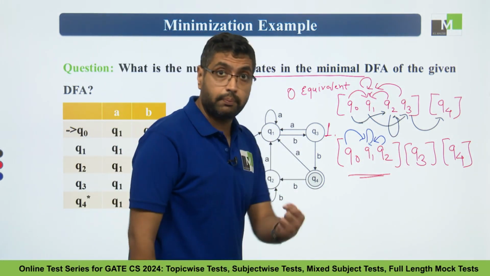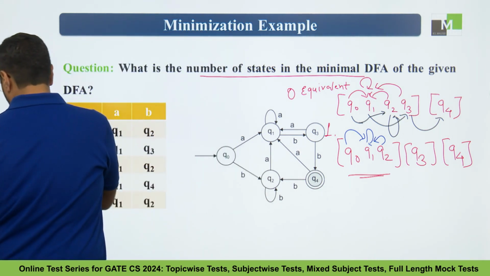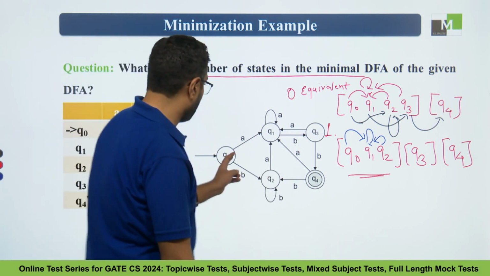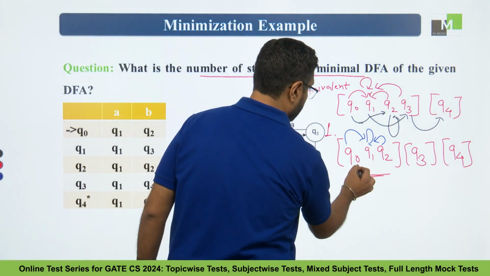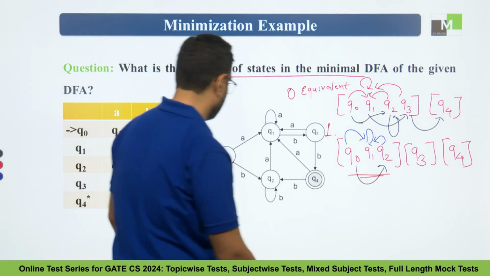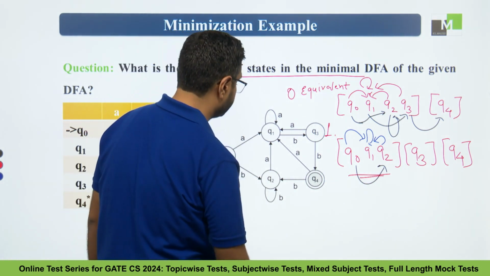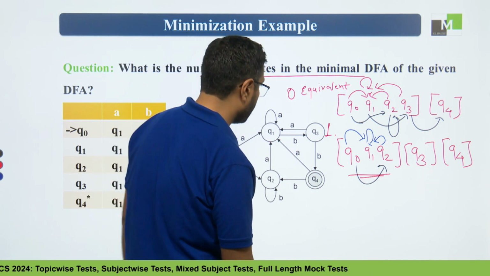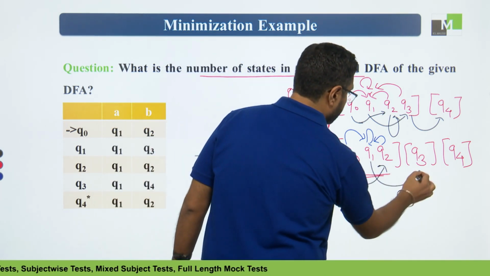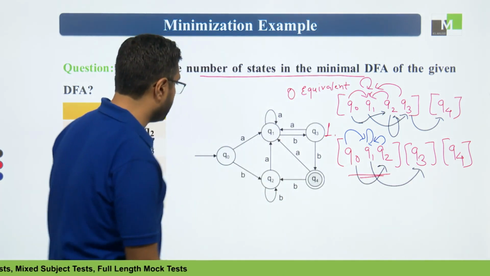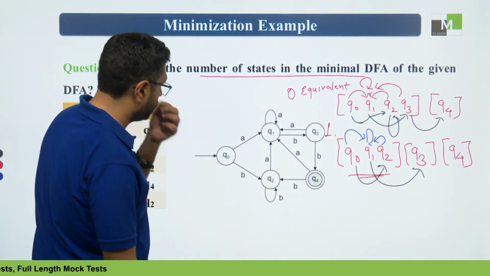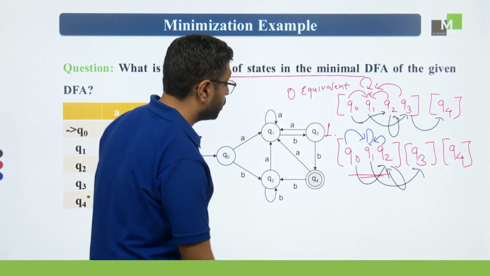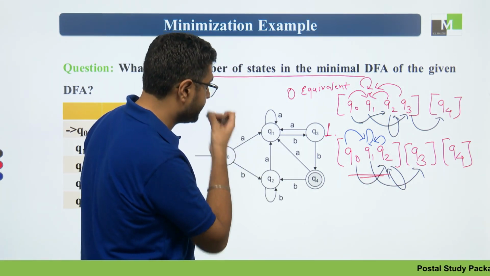But what about on B? Let's see their behavior on B. Q0 on B is going to Q2, very good. Q1 on B, where is it going? To Q3. And where does Q2 go on B? To Q2. So again we can see Q1 has a different set behavior.